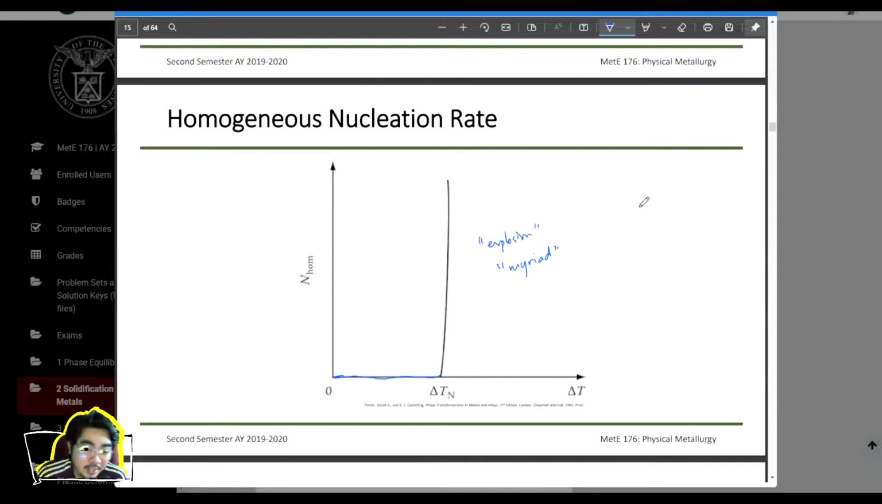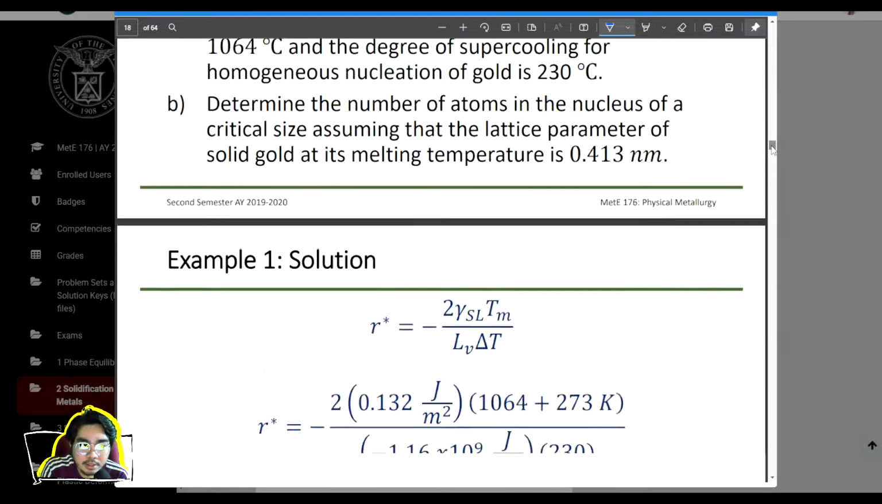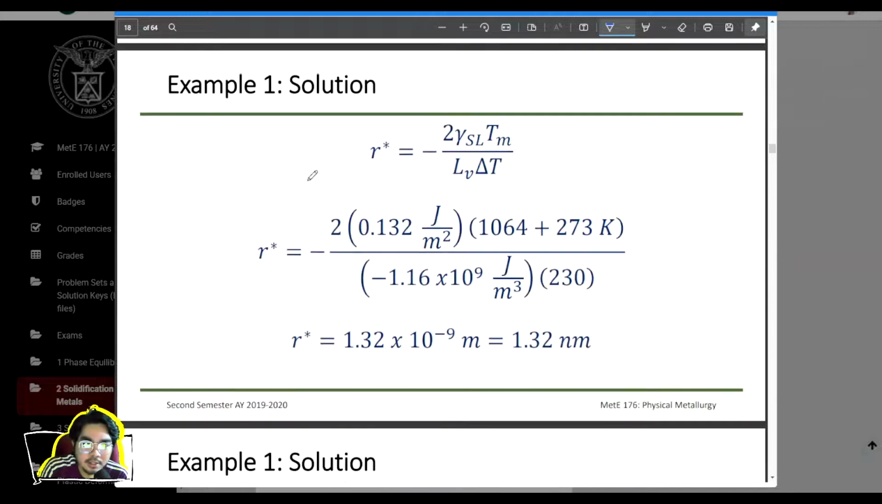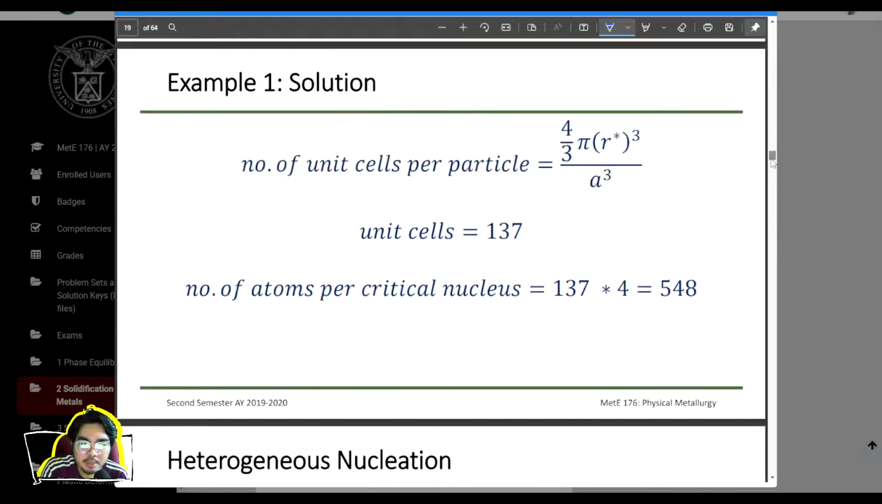So ang nangyayari diyan is once you achieve the required delta Tn, parang almost instantaneously mag-solidify siya kasi sobrang daming mga nucleation sites na nagiging available. So magsi-start na yung sobrang daming stable nuclei, I should say. So sobrang daming stable nuclei na mafo-form, tapos from that stable nuclei magbibigay na yung growth natin. Okay? So ito, I think you can just read this, itong mga sample problems.